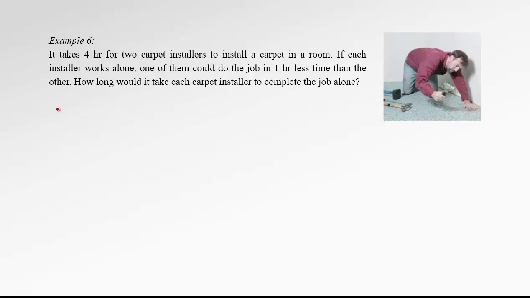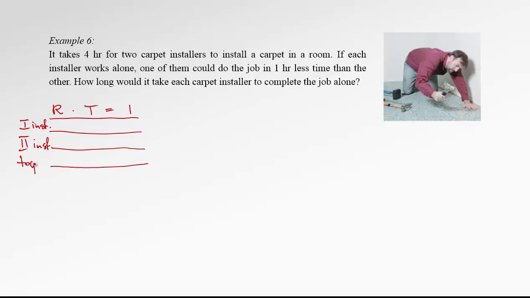To organize information, we can use a table that starts with the formula rate times time equals 1 job to do. And we have 2 installers, so 2 rows, like this. First installer and the second installer. In the last row, we'll record the work together. In each case, they need to complete just 1 job.